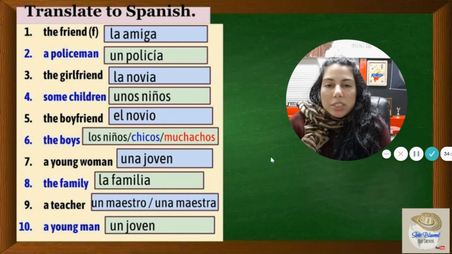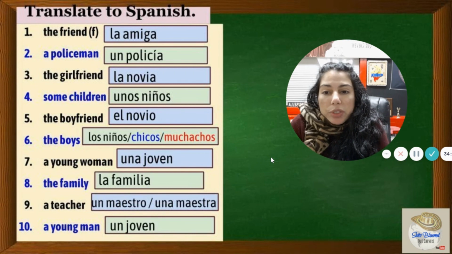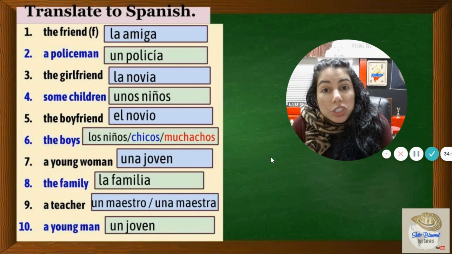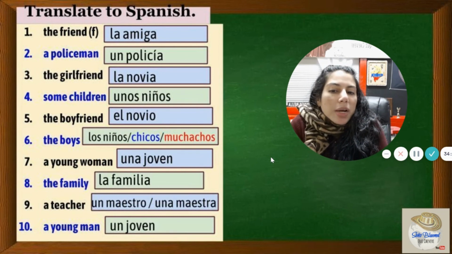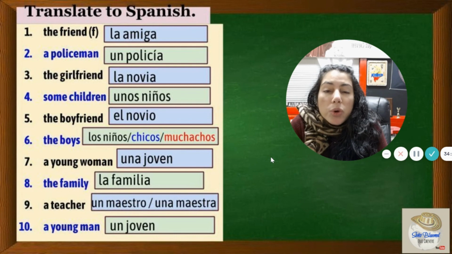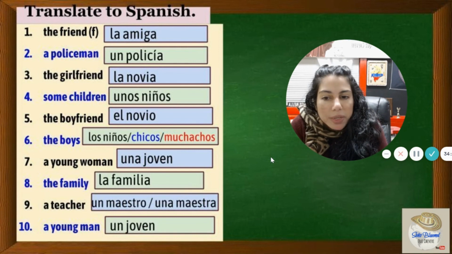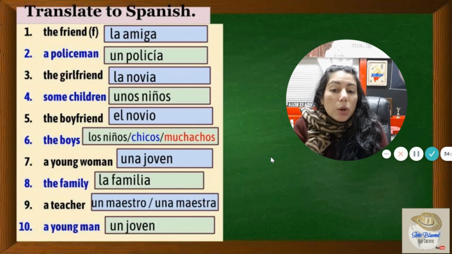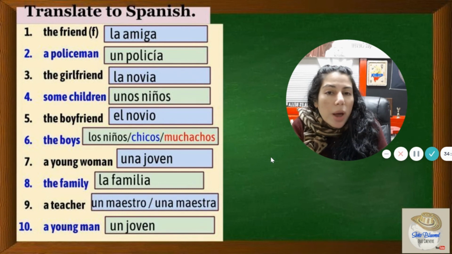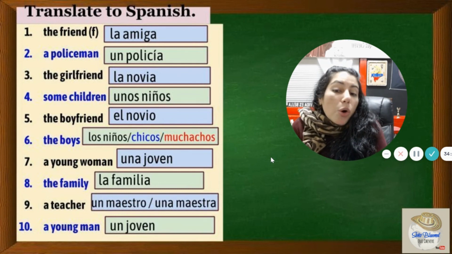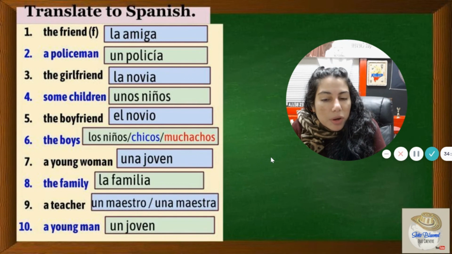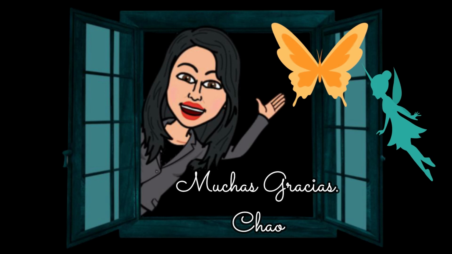The boys, los chicos, or los niños, or los muchachos. Like I explained earlier, all those three words mean boys, but remember, niños is more like children. A young woman is una joven, and a young man is un joven. The family, la familia. A teacher could be un maestro, or una maestra if it's a female, or you can say un profesor or una profesora. Okay, so that's what that means.